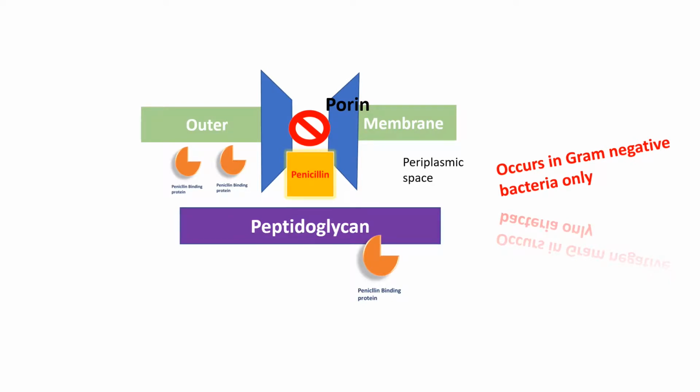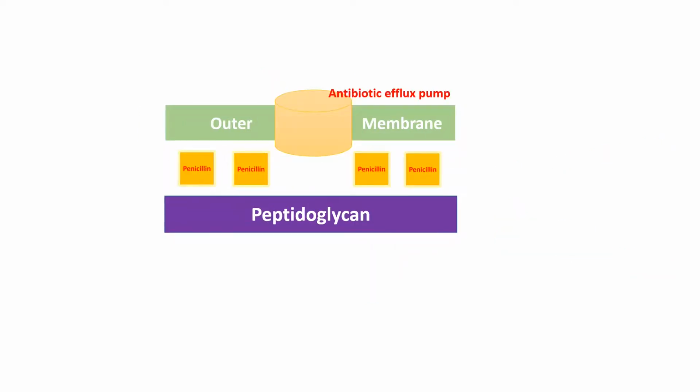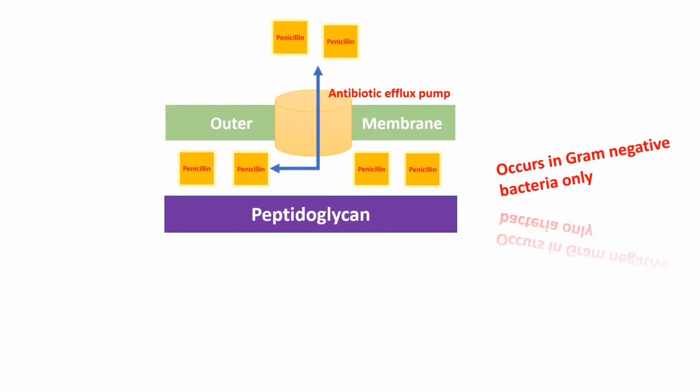Now the fourth and final mechanism is by antibiotic efflux mechanism. This also occurs in gram-negative organisms and they contain various efflux channels that pump out the antibiotics from the periplasmic space to the outside of the cell.